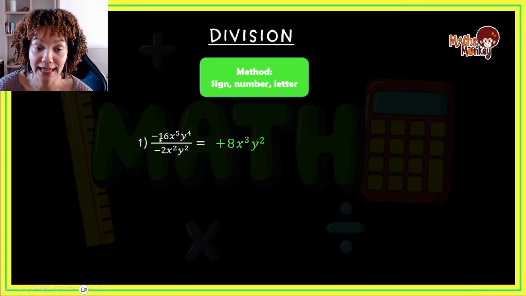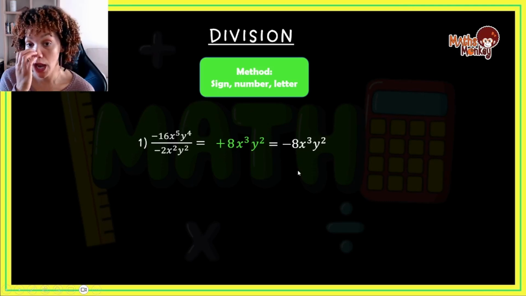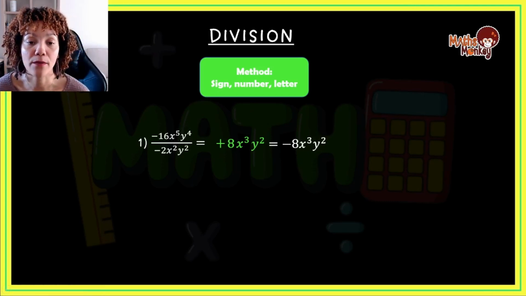Okay, so again, we did the sign, which is negative divided by negative gives us a positive. Then we did number, 16 divided by 2 gives me 8. And then I've got the variables where I take the top power and subtract the bottom one's power. So I've got 5 minus 2 gives me the 3, and 4 minus 2 gives me the 2. So the answer of this then is negative 8, x to the power of 3, y to the power of 2.